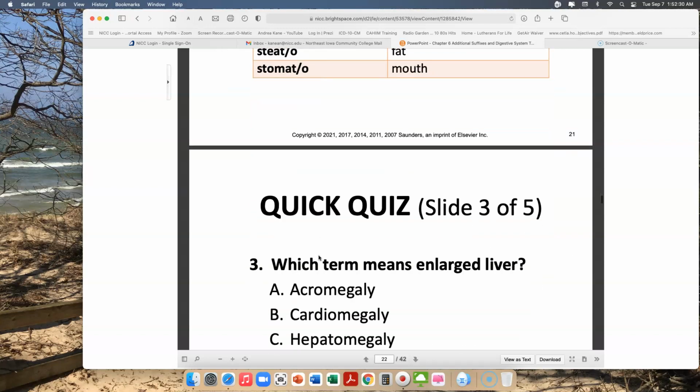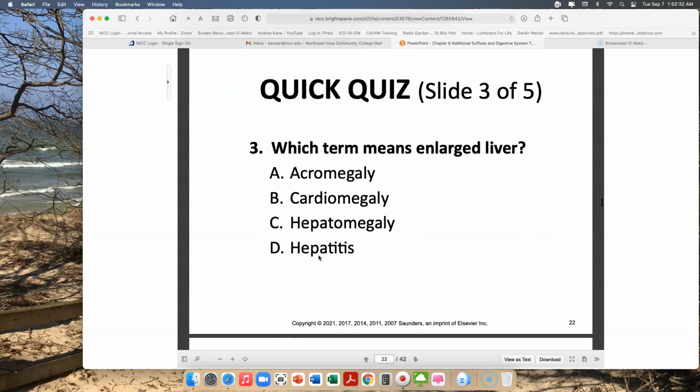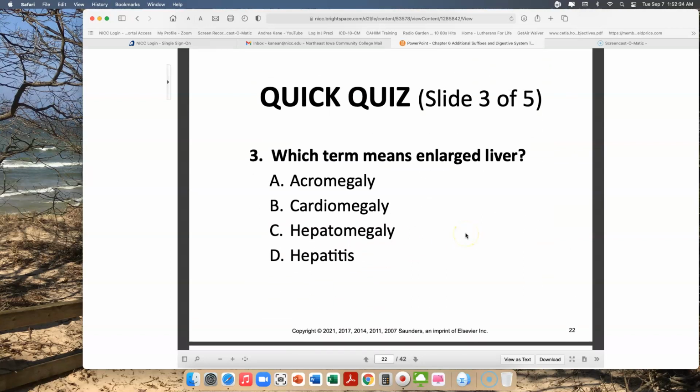Stomato is mouth. Quick quiz number 3. Which term means enlarged liver? Enlarged liver. Not inflamed, but enlarged.